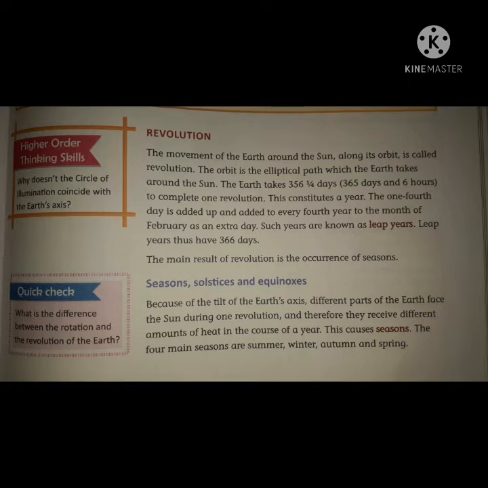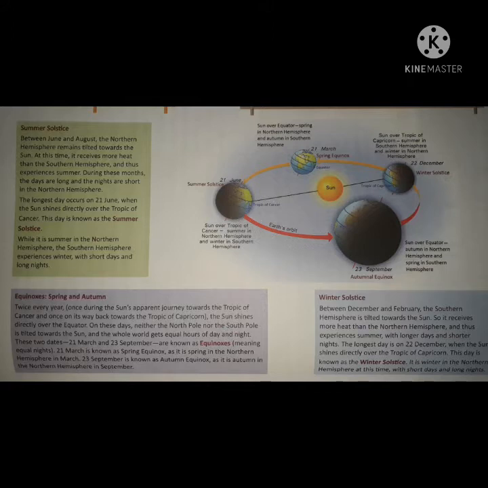The main results of revolution are the occurrence of seasons, solstices and equinoxes. Because of the tilt of Earth's axis, different parts of the Earth face the sun during one revolution, and therefore they receive different amounts of heat in the course of the year. This causes seasons, and there are 4 seasons: summer, winter, autumn and spring. Let us read about summer solstice.